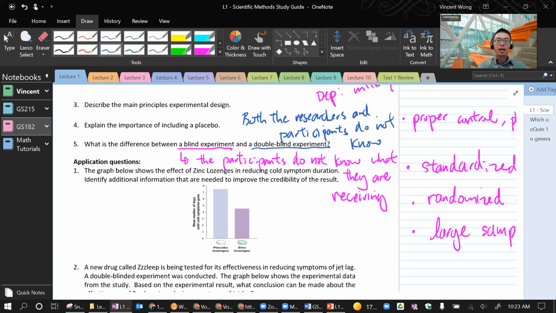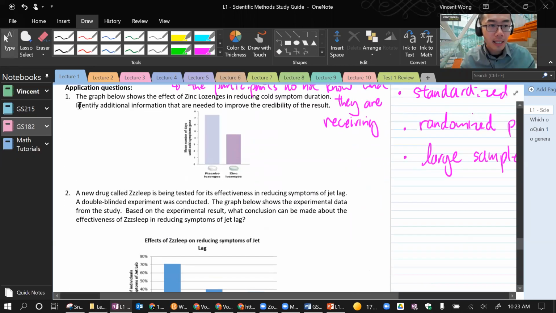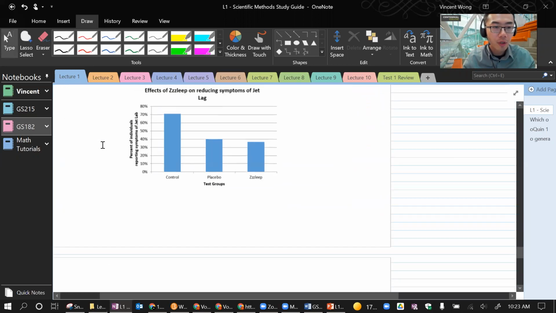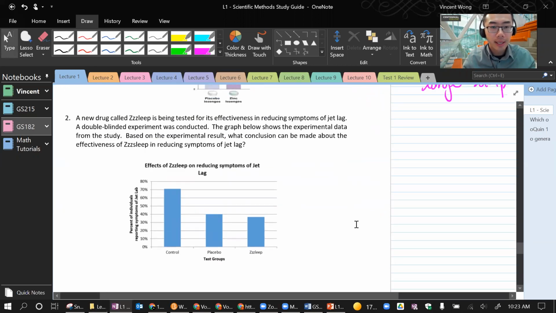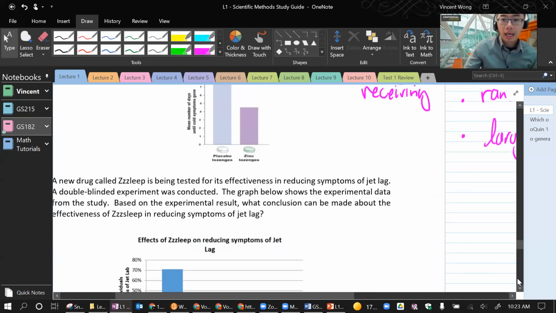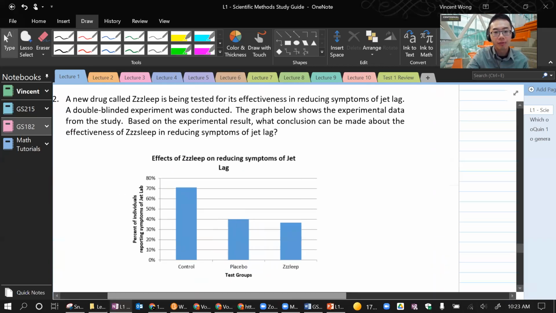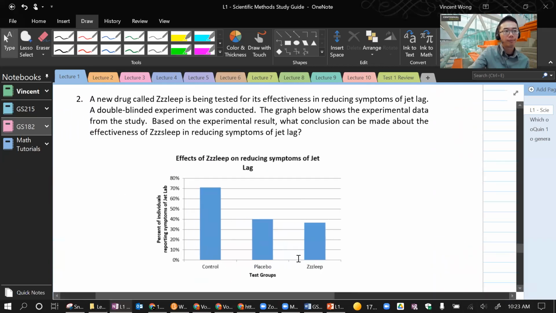Does everybody understand blind versus double-blind? Perfect. Now I am going to skip this one for now and focus on number 2, because this one is quite confusing for many people. This is explained in the lecture recording, so if you haven't already, you can watch that later on. So here, I'll read it to you.